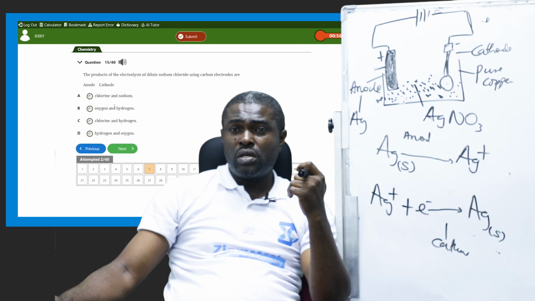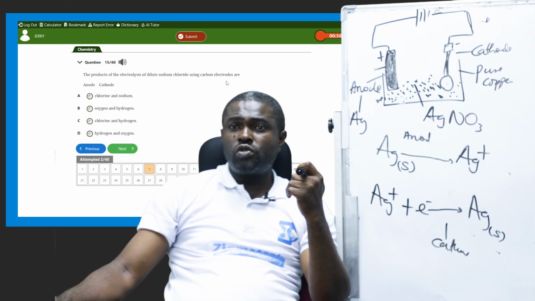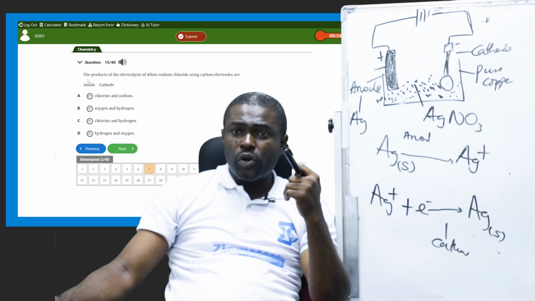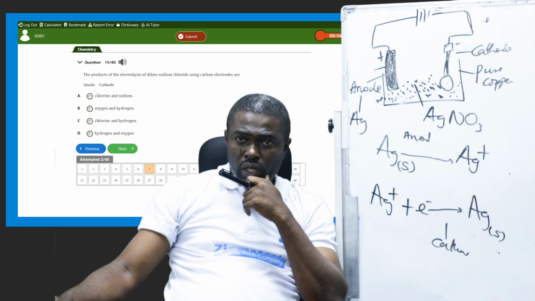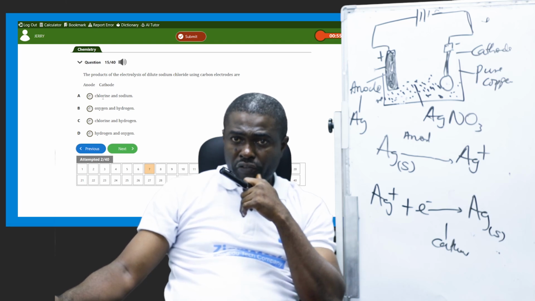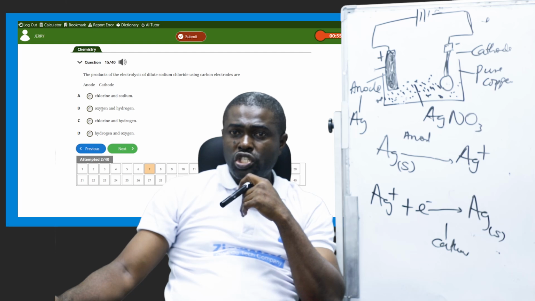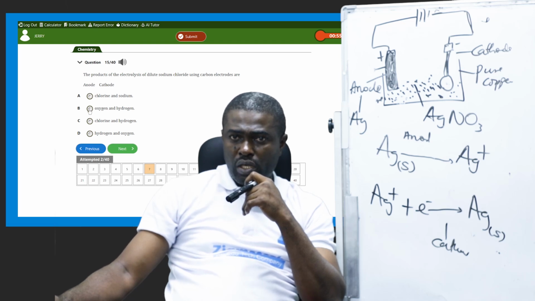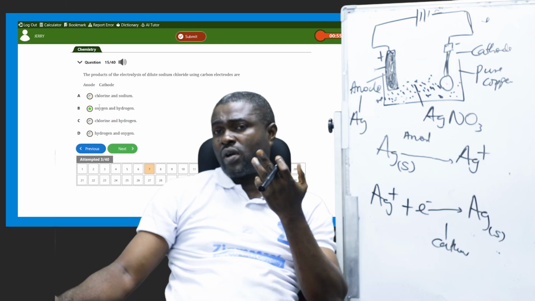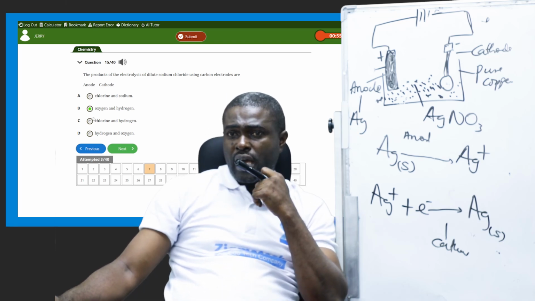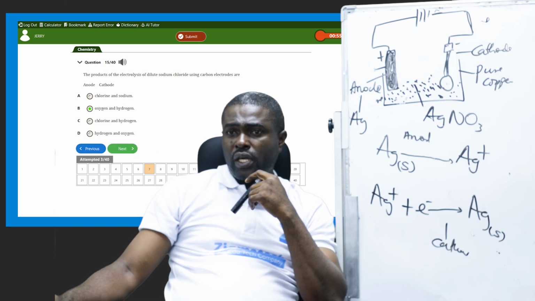So let's go to the options. The product of the electrolysis of dilute sodium chloride using carbon electrodes are chlorine and sodium. That means anode chlorine, no, it's not concentrated. A is off. Oxygen and hydrogen. Oxygen is going to the anode, correct, while hydrogen goes to the cathode. The correct answer is B. We have done this. In fact, this is one of the examples we used today. Yeah. So let's pick another question.